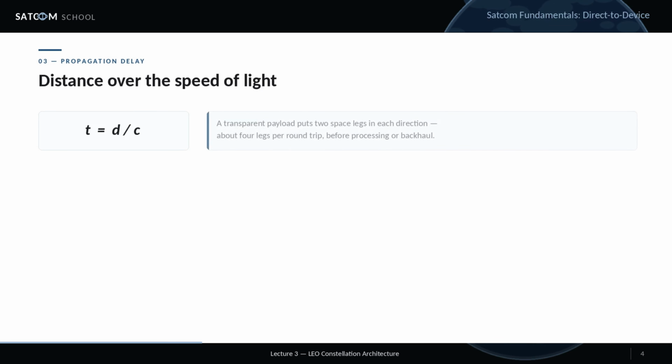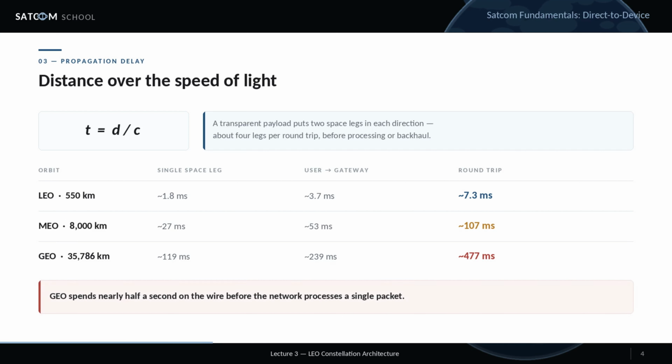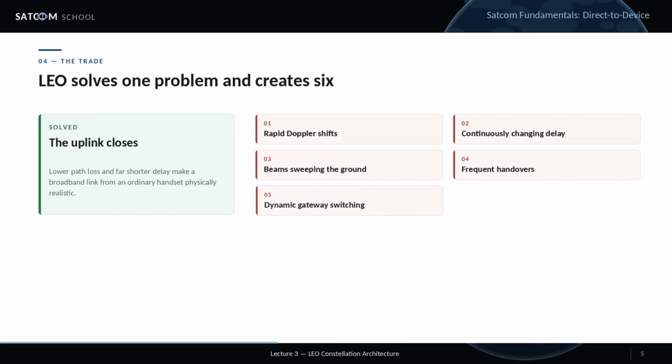Latency points the same way. Delay is distance over the speed of light, and a transparent payload puts 2 space legs in each direction. From low Earth orbit, one leg is about 1.8 milliseconds, user to gateway about 3.7, and the round trip roughly 7. From geostationary orbit, that same round trip is 477 milliseconds, nearly half a second before the network has processed a single packet. Random access, HARQ, timing advance, power control, and scheduling all assume far shorter loops. So low Earth orbit wins, but it simplifies nothing.